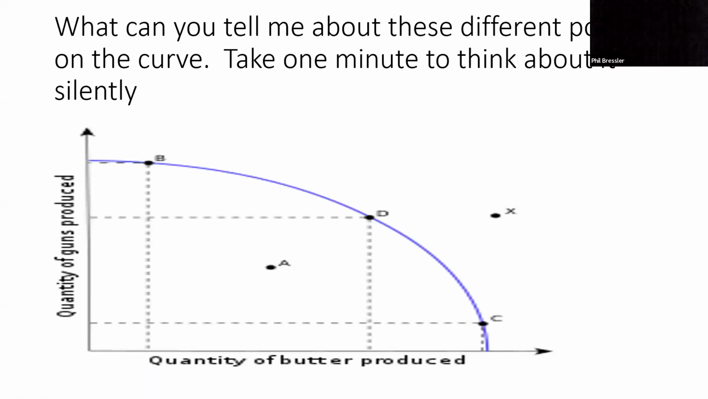Okay. Now, I'm going to give you about a minute to think about what you could tell me about the different points on the curve. What does A represent? What do B, D, and C represent? What does X represent? What does the bowed out curve represent? I'll give you a minute to think about that, and then I'll open up the chat box and we can discuss that.